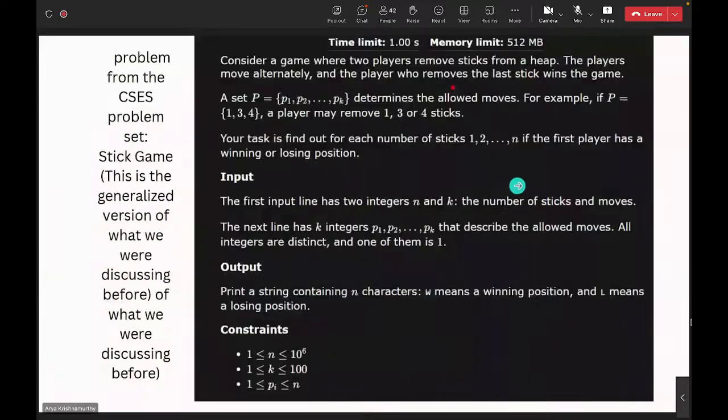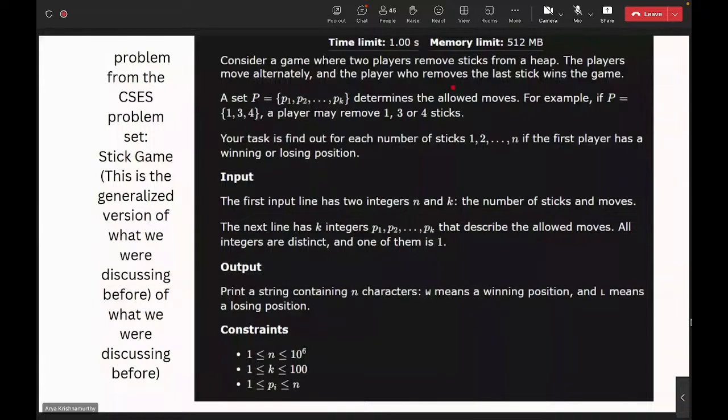Now I have selected a problem from one of the most famous problem sets, that is the CSES problem set. I think everybody should do this problem set at least at some point in their competitive programming journey. The question reads as follows. Consider a game where two players remove sticks from a heap. The players move alternately, and the player who removes the last stick wins the game. He's given a set of allowed moves, so the person can remove any number of sticks that is given in the set P.